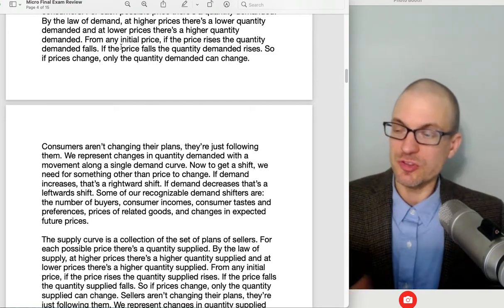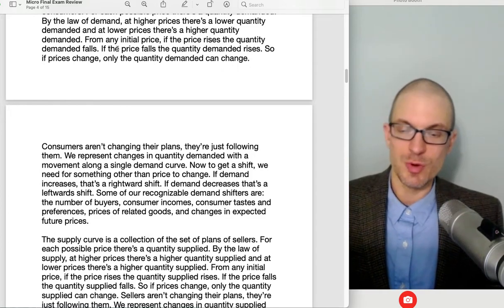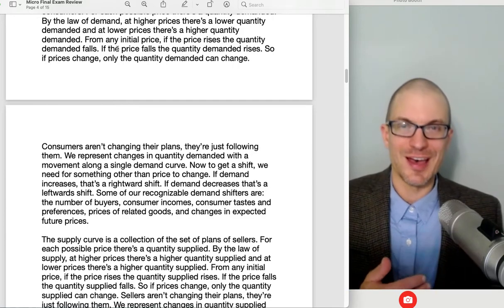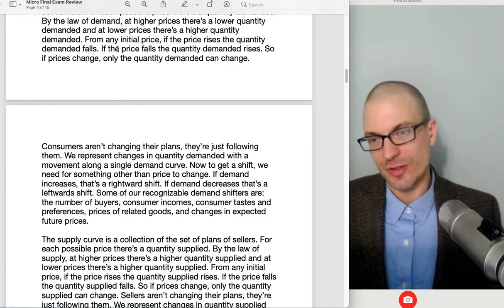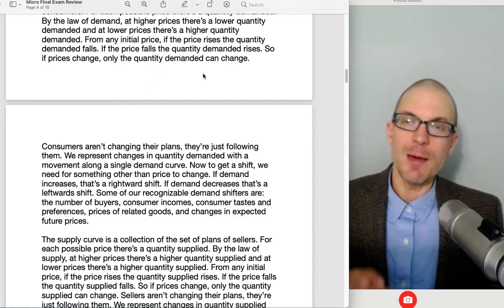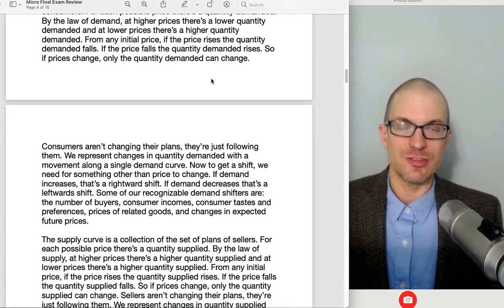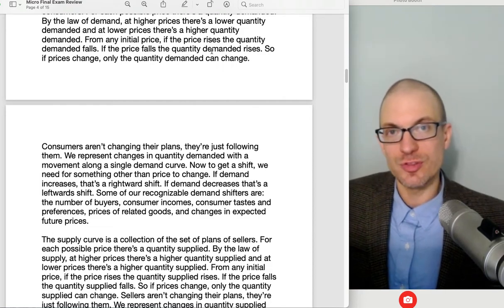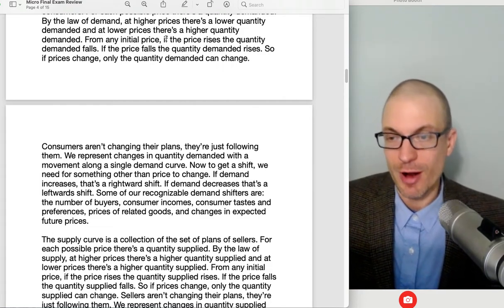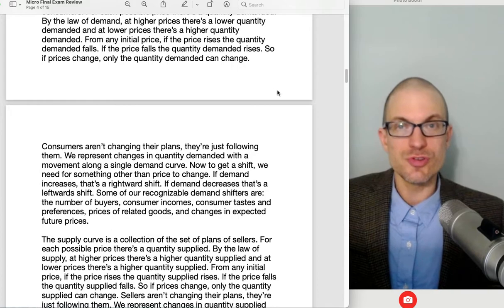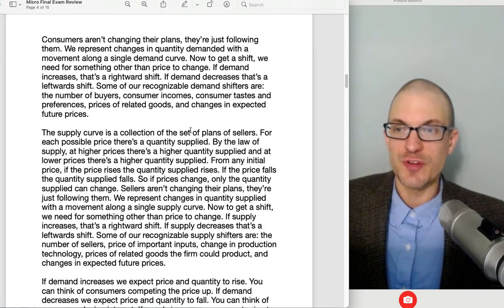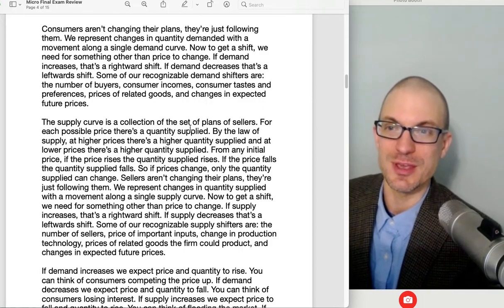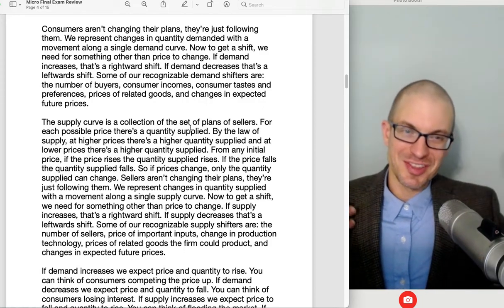So if we say if price changes, only quantity can change, we have to specify if we're talking about the demand side or the supply side. If we're talking about the supply side and price changes, only quantity supplied can change. But if we're talking about the demand side and the price changes, we get a new quantity demanded, a different amount that consumers are going to buy because we've got a different price. Consumers aren't changing their plans. They're just following them. They're following their plans and they're doing something different because their plans are telling them at this other price we do something different.